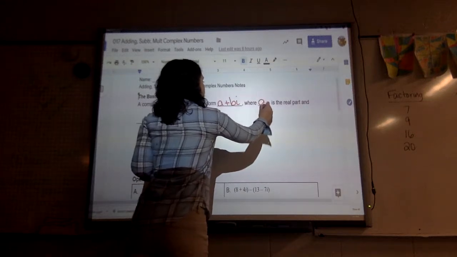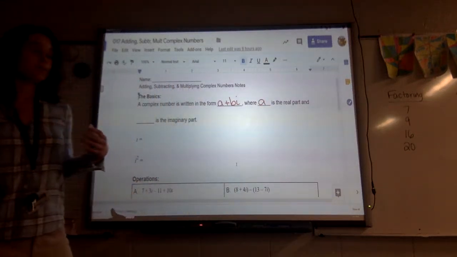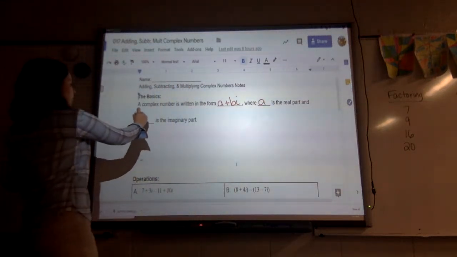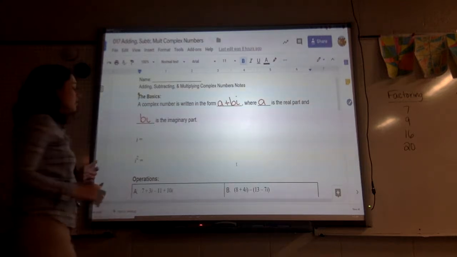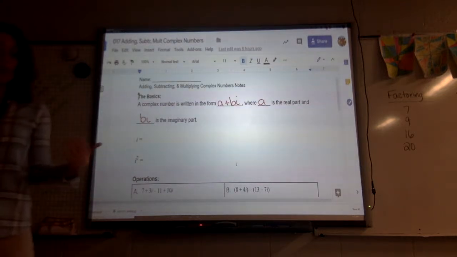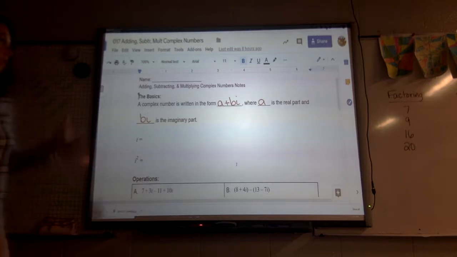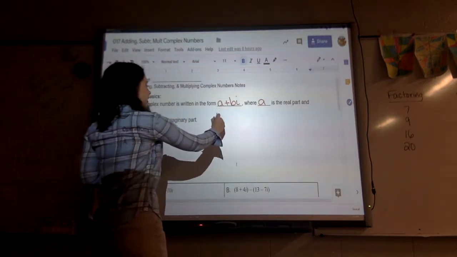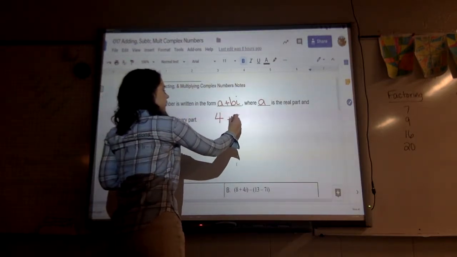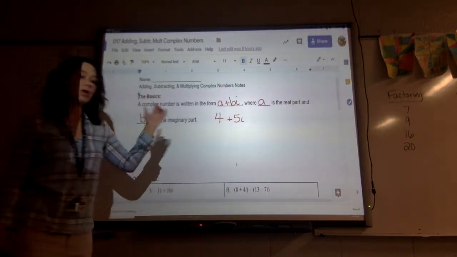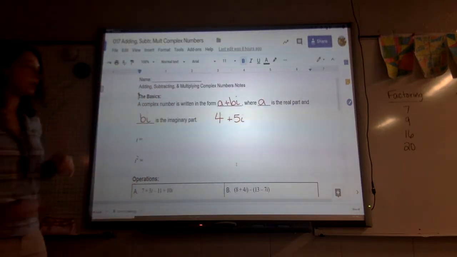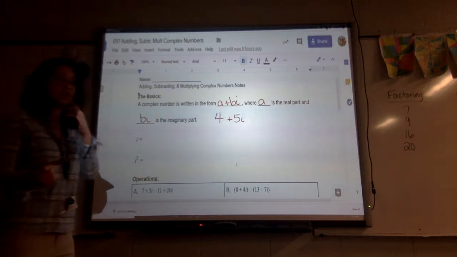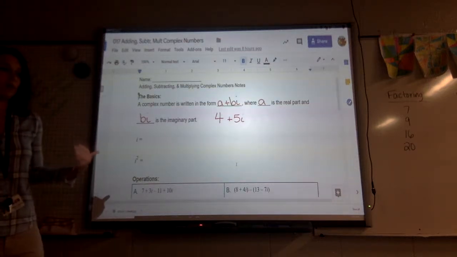A, the number that's by itself, is the real part, and BI, whatever the number is that's with I, is the imaginary part. So for example, if I had the complex number 4 plus 5i, 4 would be the real part, 5i would be the imaginary part. So don't let that terminology trip you up.